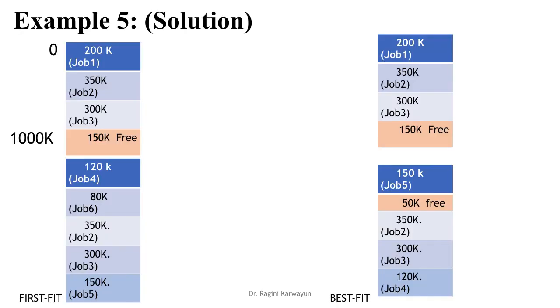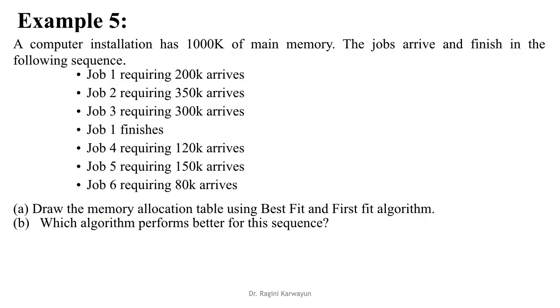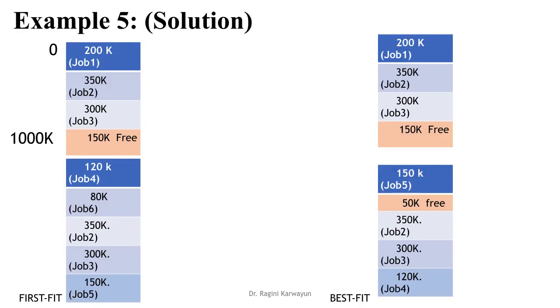Job 5, 150K, इसमें आ जाएगा. Now the sixth process is 80K. तो 80K को we can store because we have one hole that is left out, which is 80K. It will be allocated to job 6. So in first fit, all the 6 jobs were allocated space in memory.